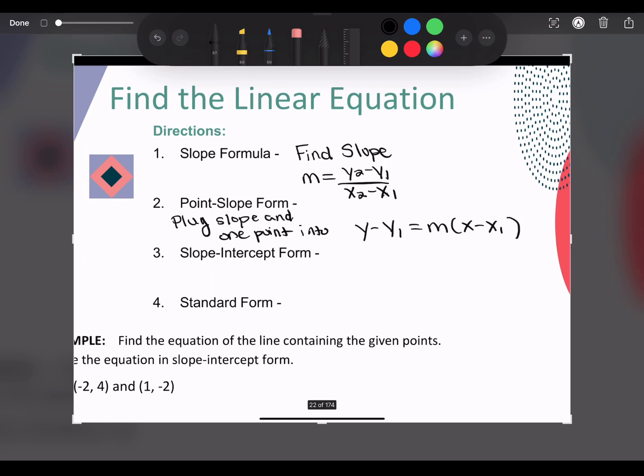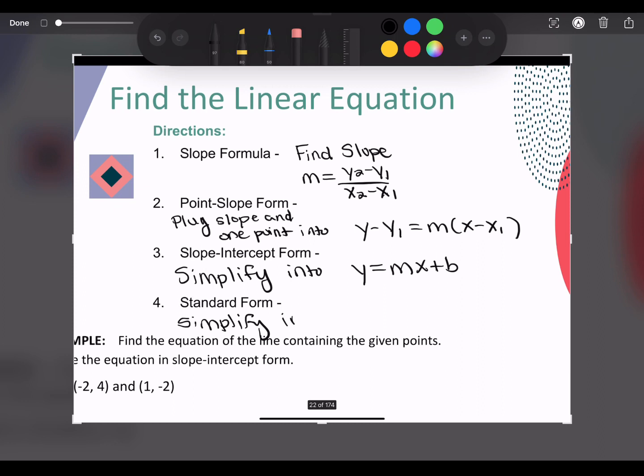Now from here, we simplify. We're going to simplify until we get y equals mx plus b. That's the most popular form, y equals mx plus b. Simplify it till you have your equation looking like that.